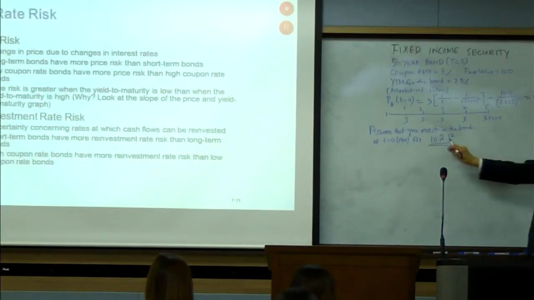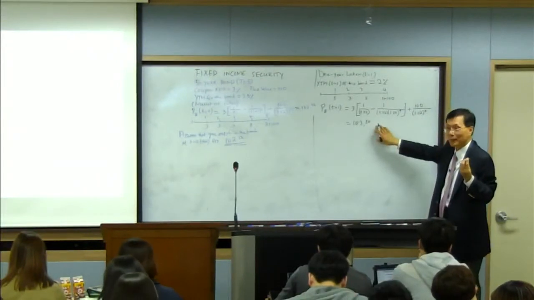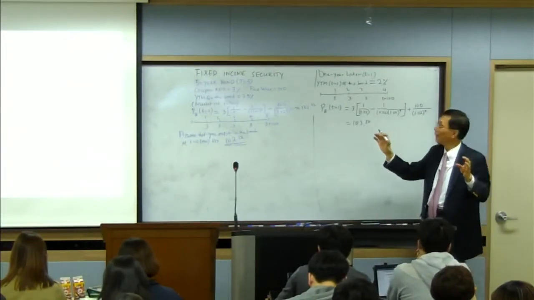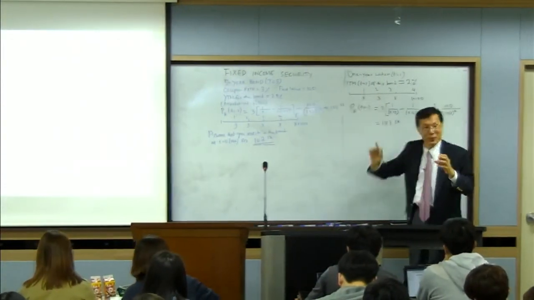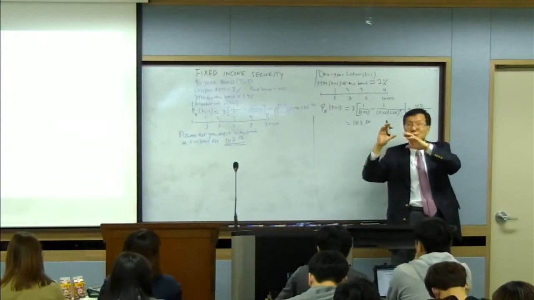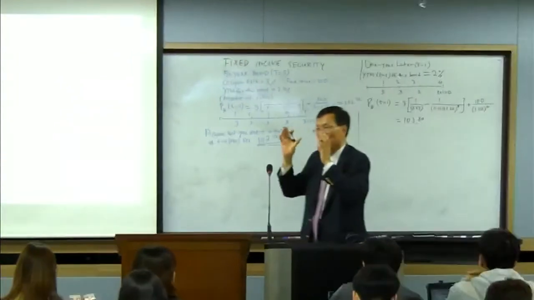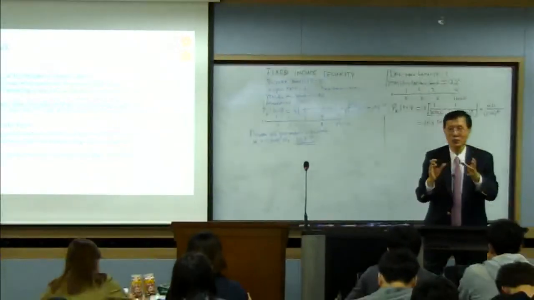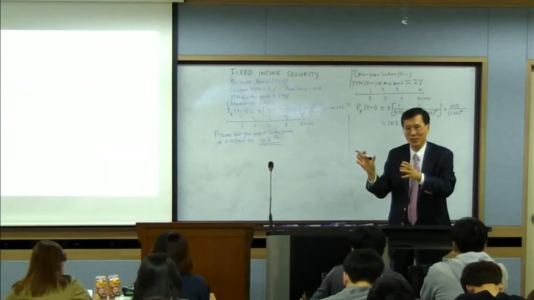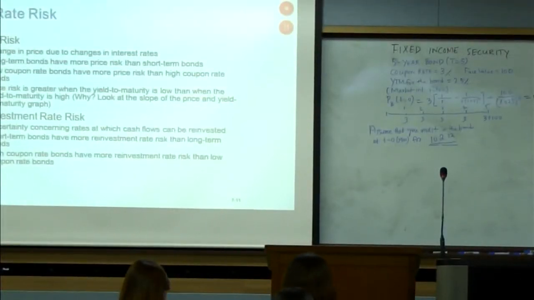Notice that price used to be 102, now it's 103.80. The price changes. Why? Interest rate changes. Yield to maturity changes, and so do prices. So if yield to maturity stays the same, then your price will stay the same. But if your yield to maturity changes, price will change. So price at time 1 is 103.80.